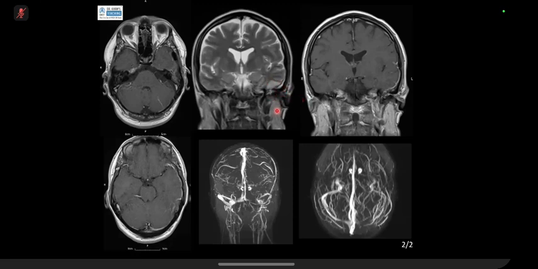Always look for venous sinuses. Of course, in this case, we already know that there is a dural venous sinus thrombosis, but we can see that there is meningeal enhancement, and we can see that there is cerebritis. So now let me go through the case.